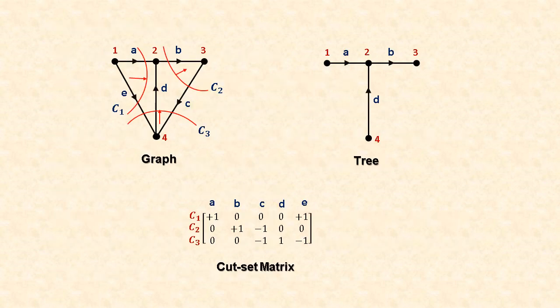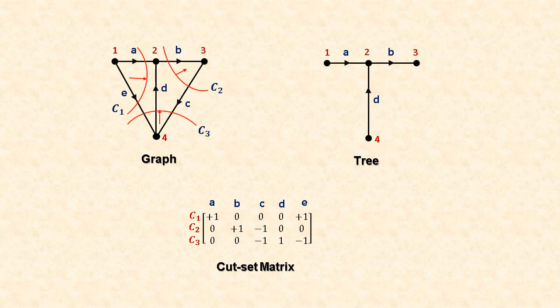The first figure shows the graph with 4 nodes and 5 branches. First, we have to draw the tree of this graph. It is given in the second figure. The tree has all the nodes and branches A, B and D. Now we have to draw the cut sets. The number of cut sets is equal to the number of branches of the tree, that is the twigs. Each cut set should have a twig and all others are links.